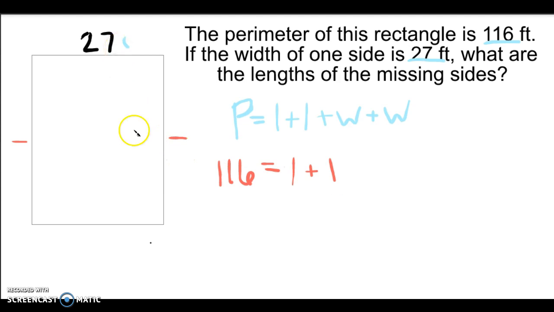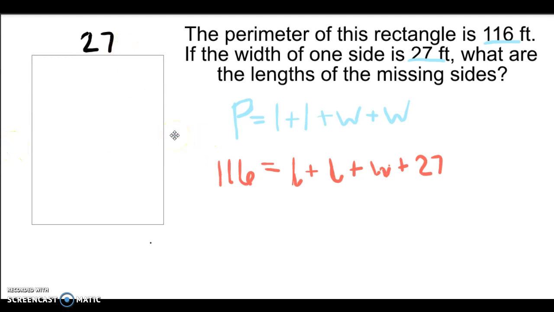But I do know one of the widths, right? One of the widths is 27. So instead of writing two W's, I'm going to change one to a 27. All right, now using the information we do have, I think we can figure out the length of the other three sides.